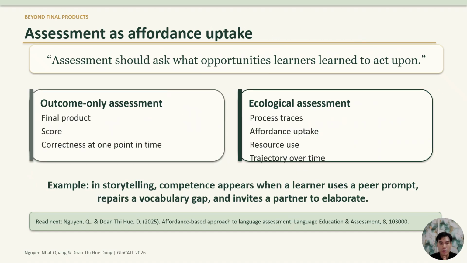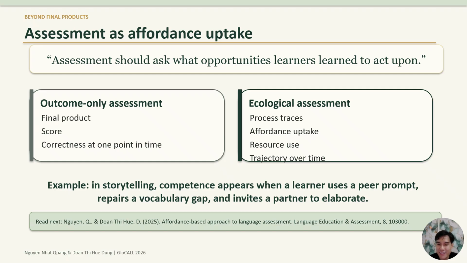Assessment is also another area where the framework can help. Traditional assessment focuses on final products: the final essays, the final speech, the final score, the final correctness, one point at a time, right? So these are important, but they do not show the whole ecologies of learning. An ecological assessment asks what opportunities learners learned to act upon.